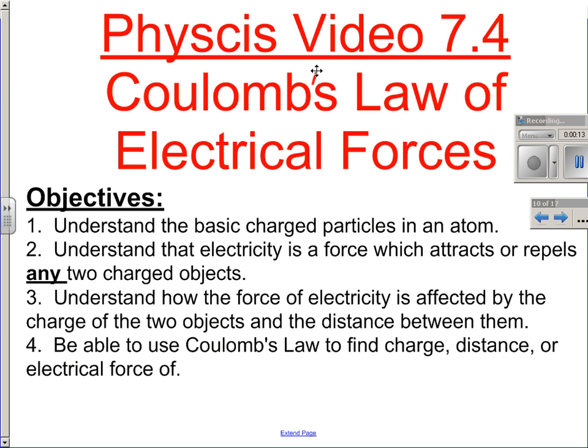The objectives are listed here. They're almost the exact same objectives with gravity. The big difference here is we're dealing with charge instead of mass. So there you go. Kabam!